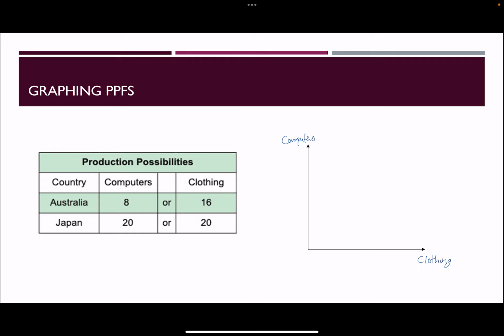Australia, if we all use our resources to create only clothing, we're able to produce 16 units. So I've put 16 over there. On the other hand, if we are using all our resources to produce computers, that's going to end up with 8 computers being produced, and that, once we draw a straight line between the two points, gives us Australia's PPF, so Australia over here. You can do the same thing for Japan, but for now we'll stick with Australia.